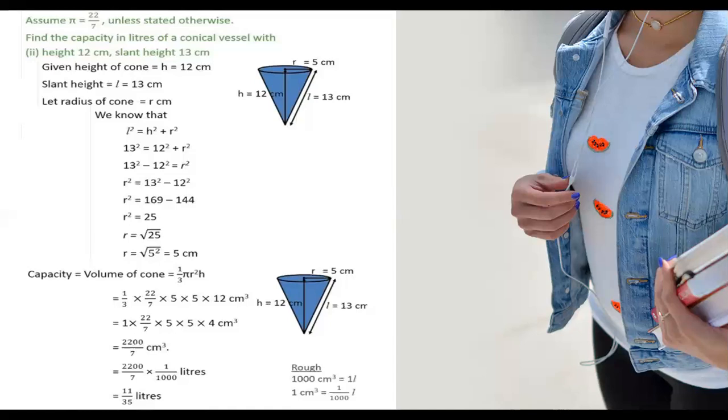Now we need to convert this centimeter cube into liters. We know that 1000 centimeter cube is equal to 1 liter. So 1 centimeter cube is equal to 1 by 1000 liter. Now substituting this value, we get 2200 by 7 into 1 by 1000 liters, which is 11 by 35 liters, or 0.314 liters.